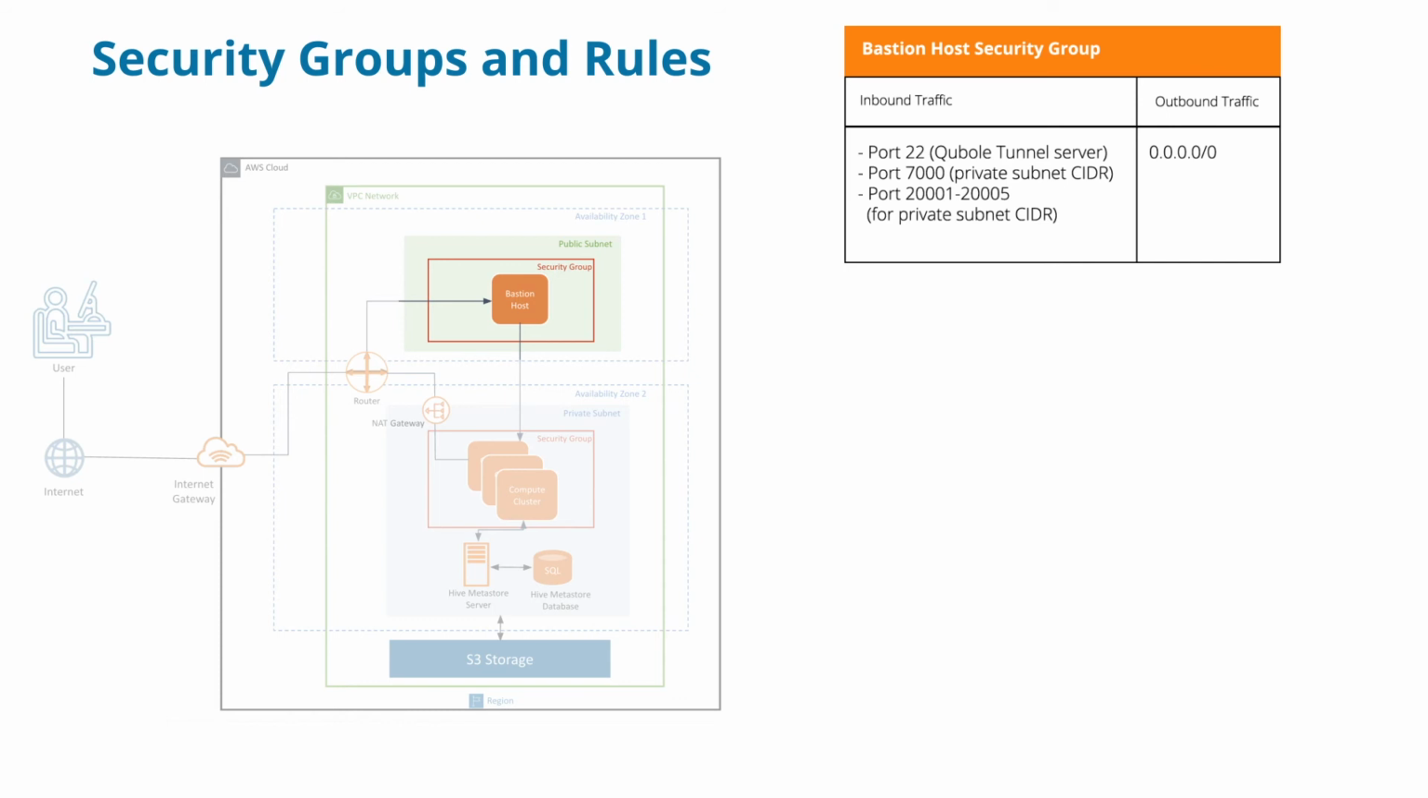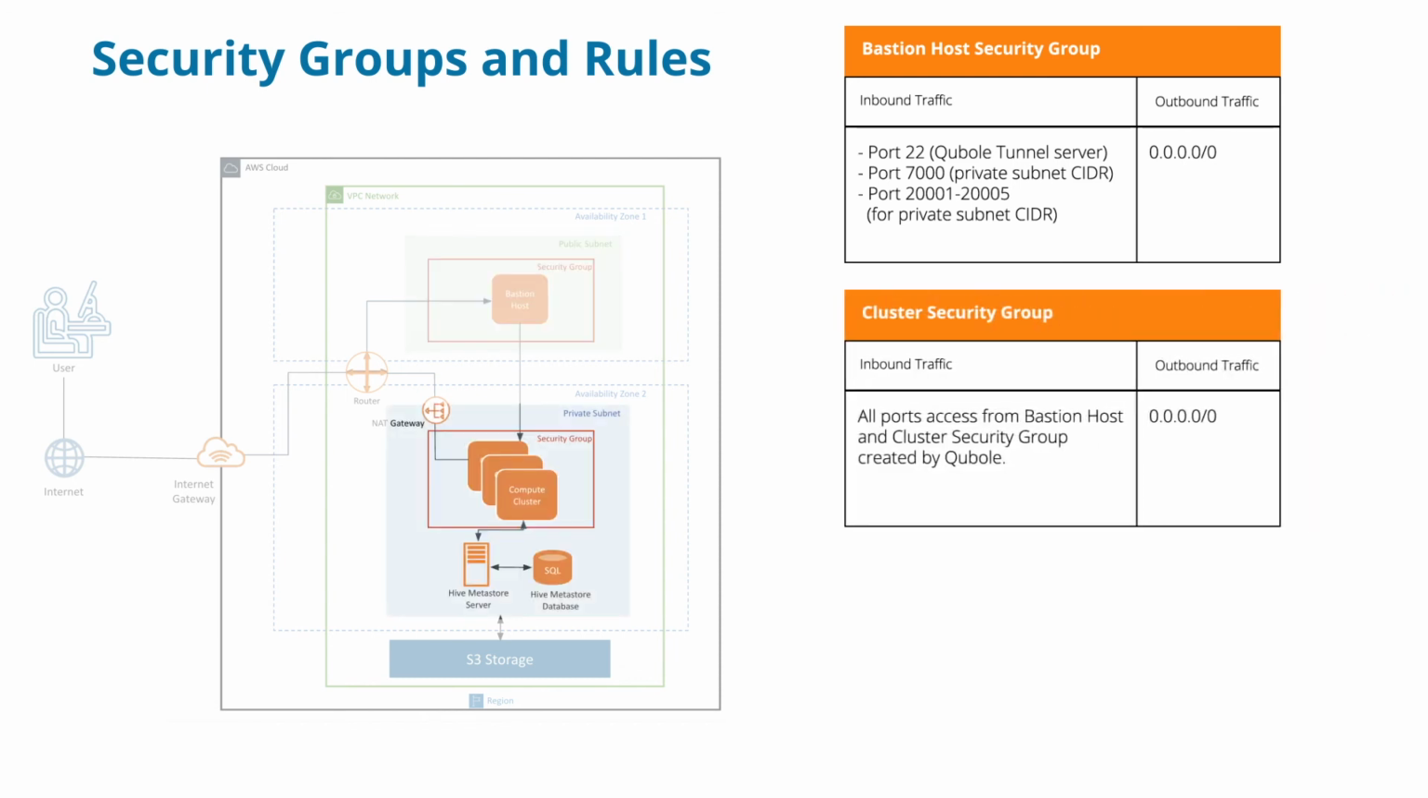Allow access on TCP 7000 from the cluster region's IP address range. Allow access on ports 20001 to 20005 for incoming TCP traffic from the cluster coordinator node for the private subnet CIDR. For outbound, allow outbound traffic on all ports to everywhere. However, allowing outbound traffic to only a private subnet CIDR is also sufficient.